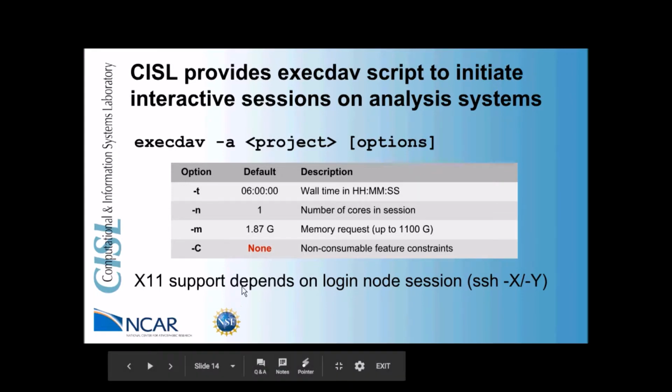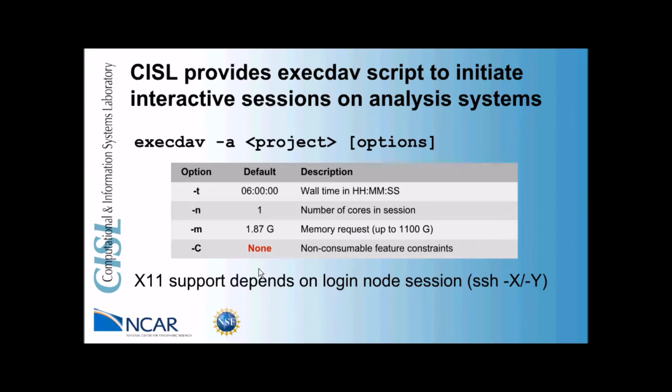Okay. And then if you want X11 support, that depends firstly on your login node session. So you have to log into Cheyenne with X support using either -X or, if you're on a Mac, -Y, to get that on the login node. Then this script will detect that and enable this in the DAV session as well. Now, you have to end up on a node that has that X11 support as well. So there are two requirements there to use X in a data analysis session.